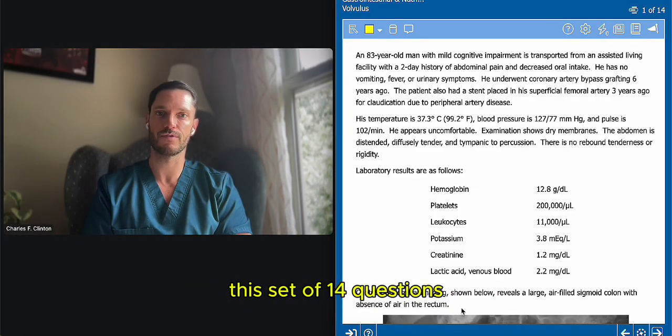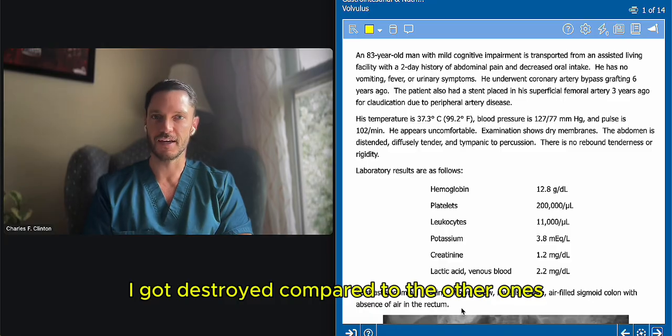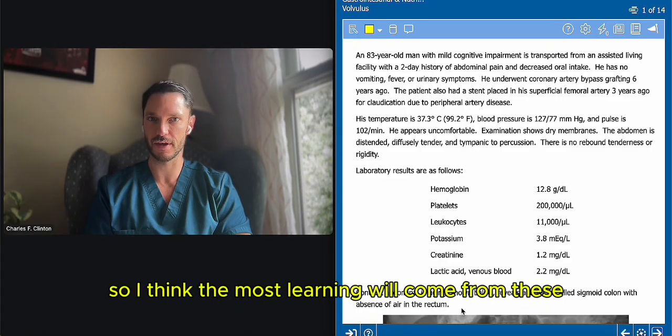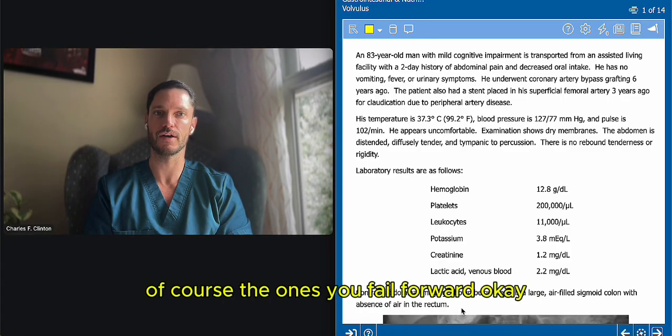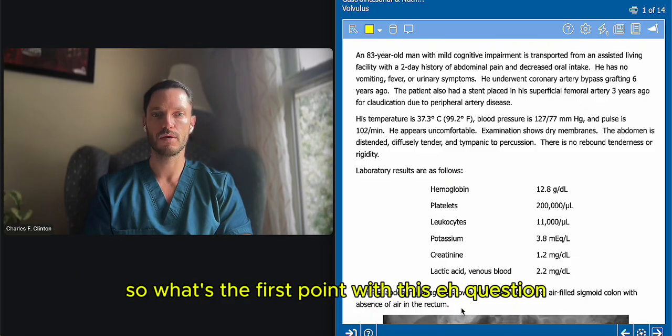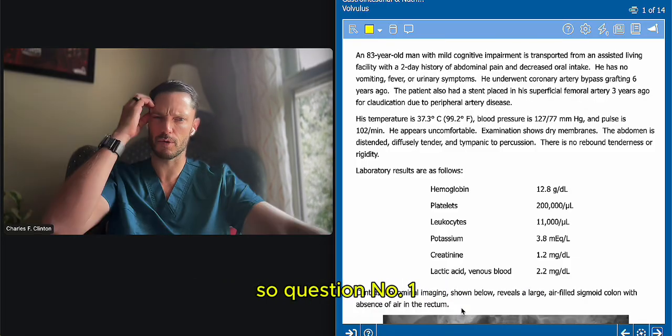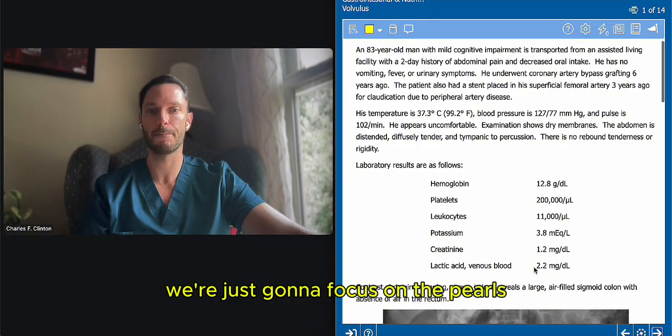In this set of 14 questions, I got destroyed compared to the other ones. This is one of the worst ones, so I think the most learning will come from these, of course. The ones you fail forward, okay? So what's the first point with this question? Question number one, we're not going to go through the whole thing. We're just going to focus on the pearls, things you have to take home.